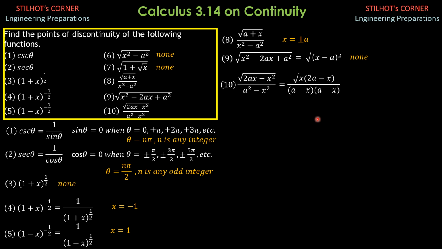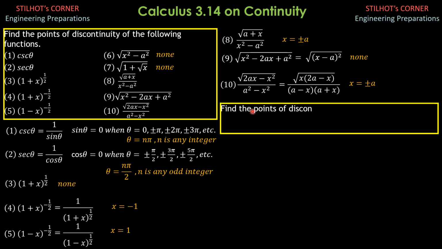So if x is negative a, the numerator also will make it undefined. Negative a, quantity 2a minus negative a, so that's square root of a negative. So therefore, the points of discontinuity are plus minus a.